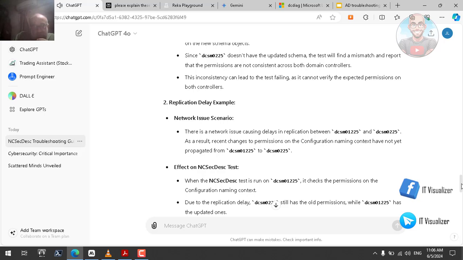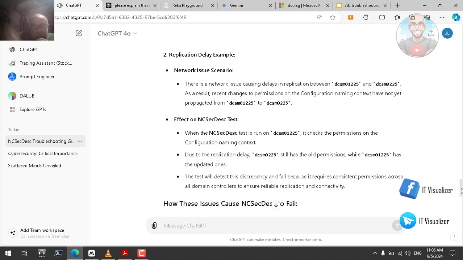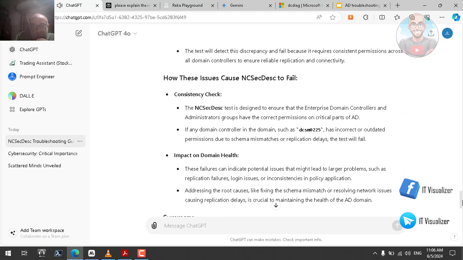Effect on NC-SecDesc test. When the NC-SecDesc test is run on DCSM01225, it checks the permissions on the configuration naming context. Due to the replication delay, DCSM0225 still has the old permissions, while DCSM01225 has the updated ones. The test will detect this discrepancy and fail because it requires consistent permissions across all domain controllers to ensure reliable replication and connectivity. How these issues cause NC-SecDesc to fail.